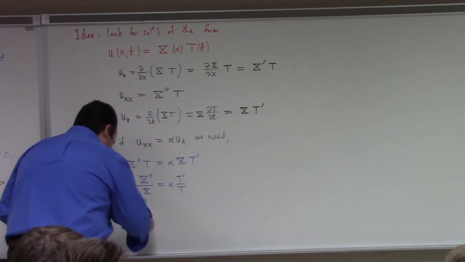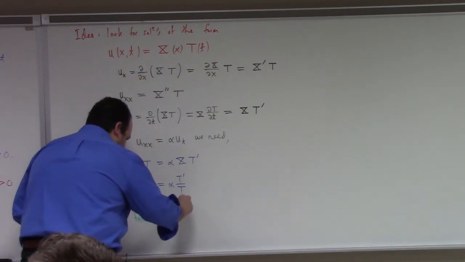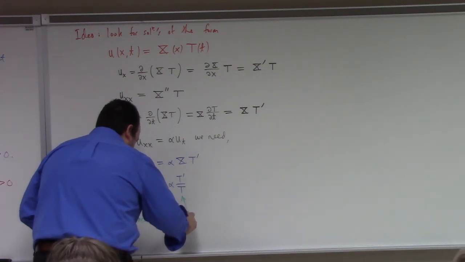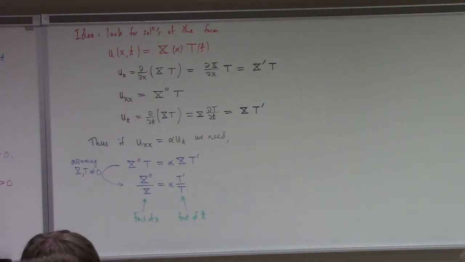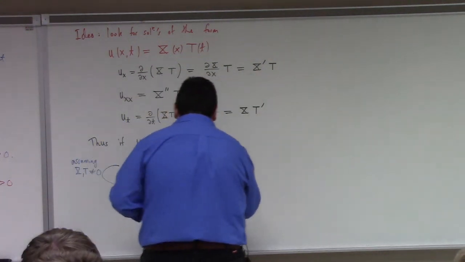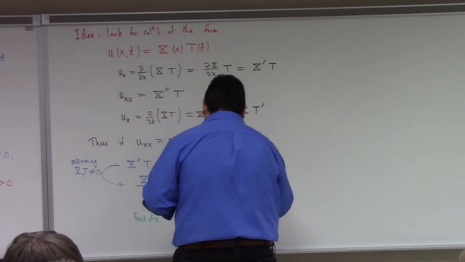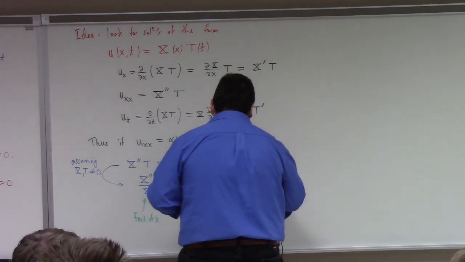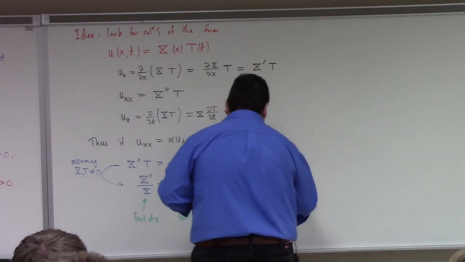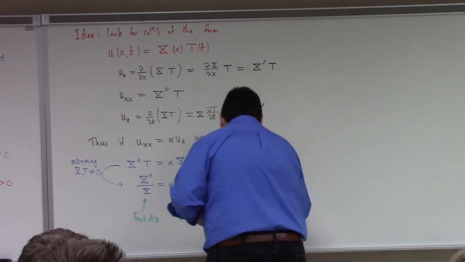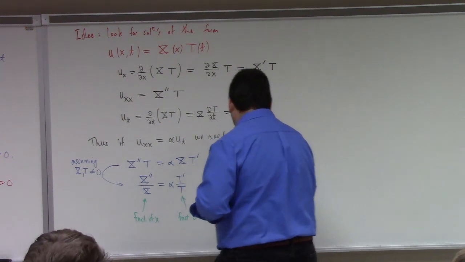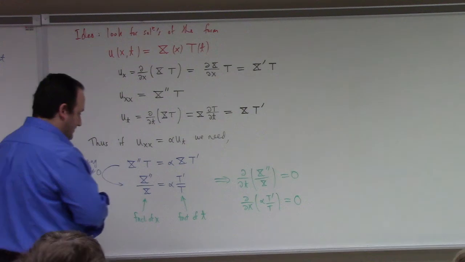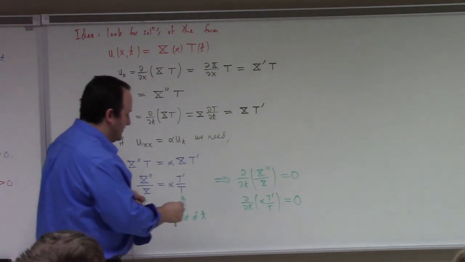This is a function of x. This is a function of t. So, this would tell you, for example, that partial t of x prime prime over x is equal to 0. And this would tell you partial x of alpha t prime over t is equal to 0. Oh, I think I've done it exactly in the uninteresting way.